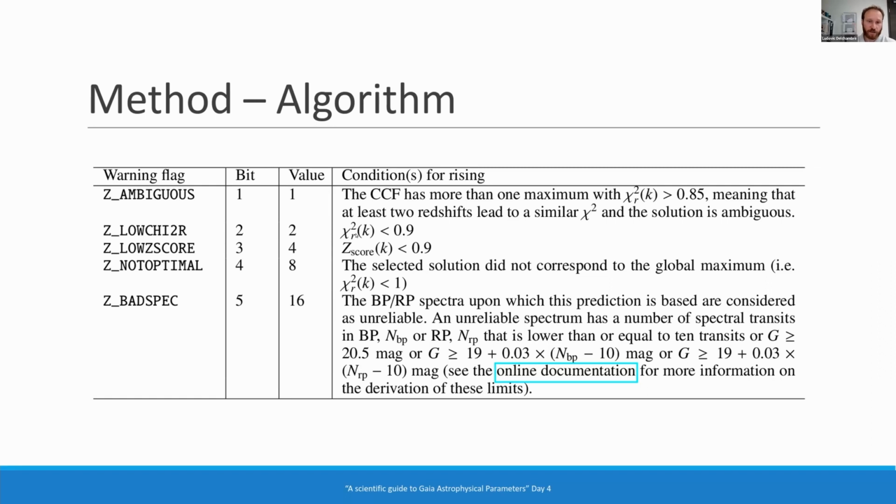Second flags tell us that the chi-square ratio is quite low actually, lower than 0.9. So meaning that probably we are not modeling the spectra very well. The Z-score flag is actually telling us that we may be missing some emission line. The not optimal flag just tells us that we did not select the redshift associated with the highest cross-correlation function.